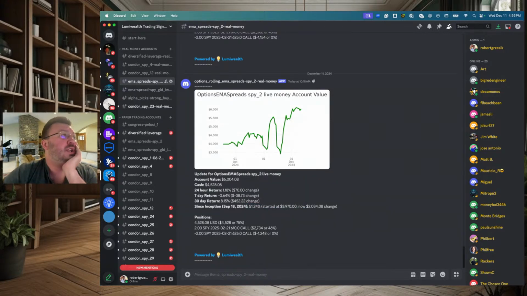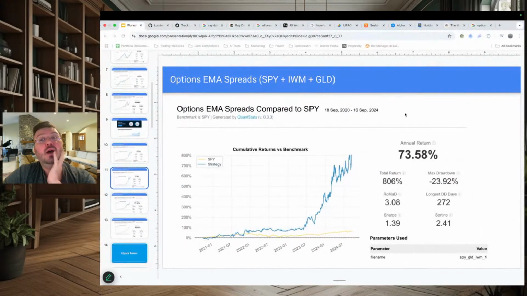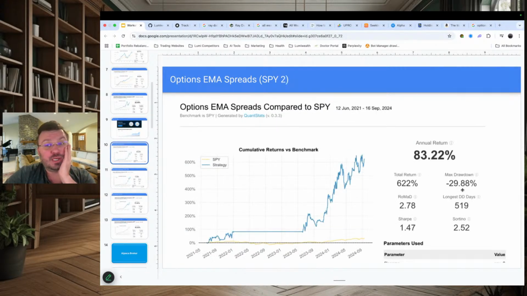Okay, so we got a question here. CB is asking, are there aggressive versus conservative bots? Yes, absolutely. We definitely have ones that are more aggressive and ones that are more conservative. One way you can tell is by looking at the returns and the drawdowns, right? In this case, we can see this bot has a drawdown of about 23% versus this one here has a drawdown of about 29%. That's usually the way that I would look at the risks involved in this.